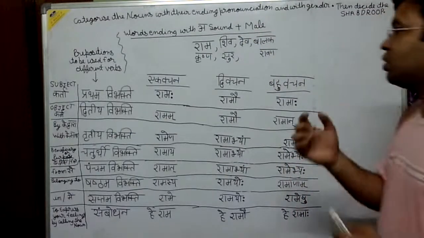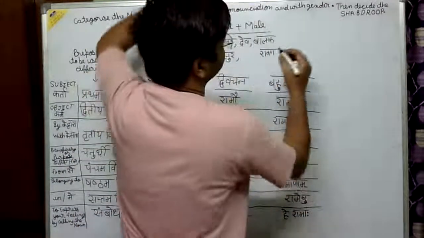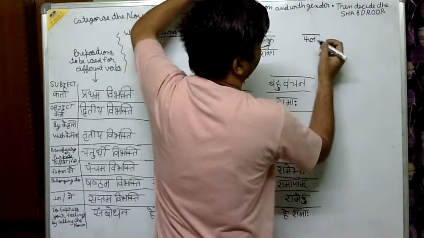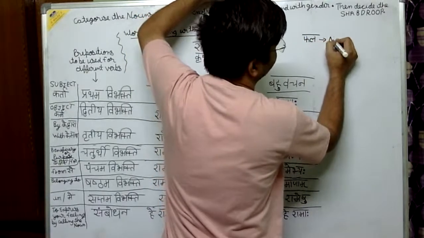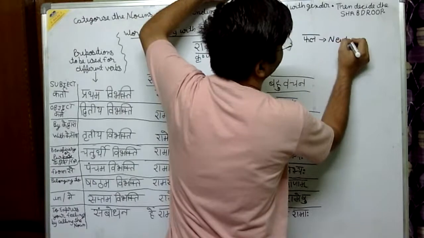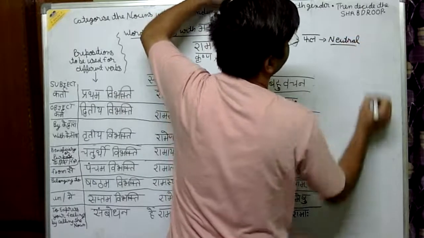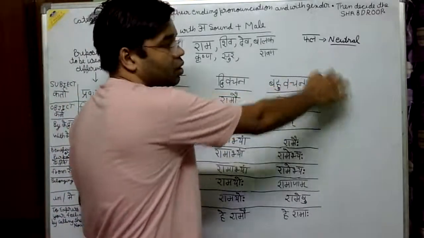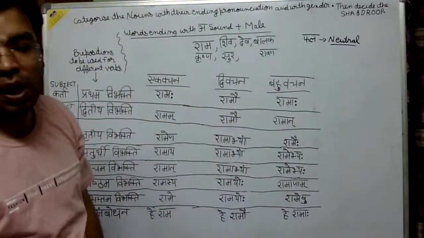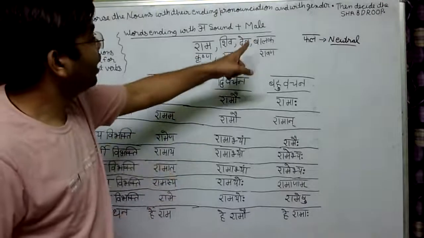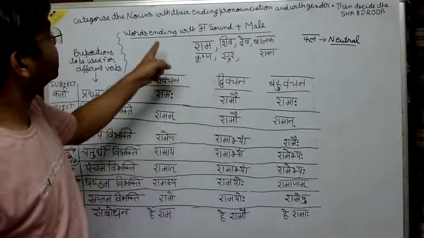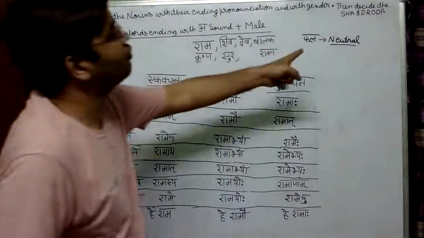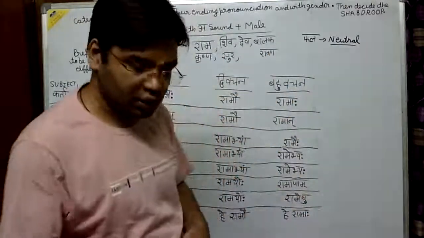We have different Shabdarupas for fal. See, fal is neither male nor female. Fal is a neutral word. So for the neutral words, we have different Shabdarupas. For male, words ending with a sound plus male, we have different Shabdarupas. For neutral words, we have different Shabdarupas. We'll see that.